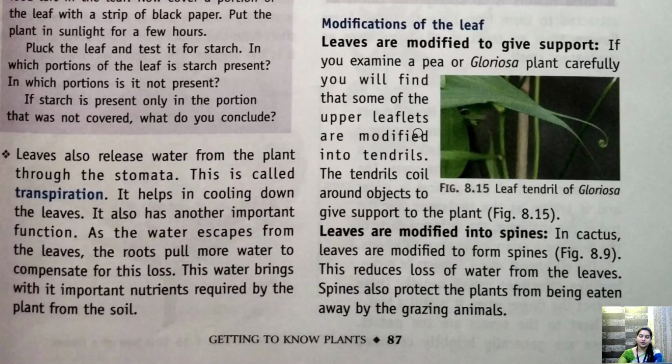Now let's see the another function of leaf. So apart from preparing food, there are several other functions of the leaf. What are they? Leaves also release water from the plant through the stomata. This is called transpiration. अच्छा, जब बहुत गर्मी होती है तो उस टाइम पे क्या होता है? हमें पसीना होता है. Yes, what happens? Our body releases out some amount of water. उसको हम क्या बोलते हैं? स्वेट होता है, हमें पसीना होता है हमको.